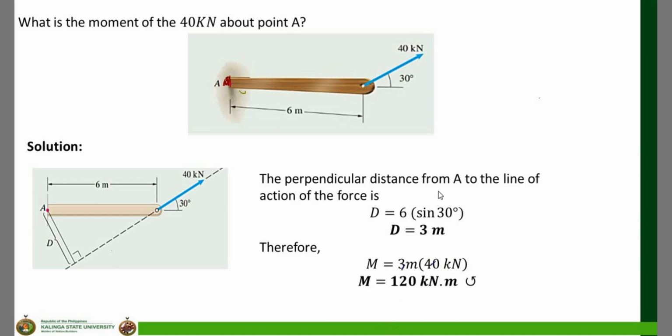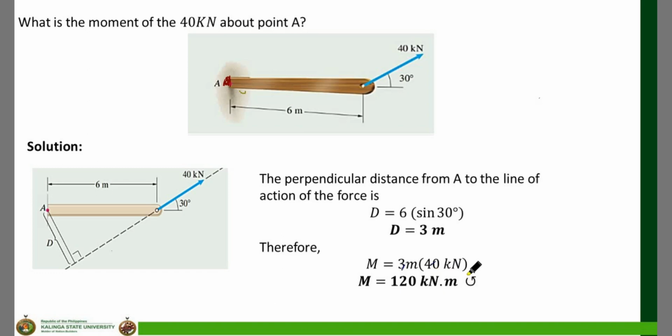Now, take note of the unit of your moment. The unit is kilonewton meter. There's no cancelling of units, right? Moment is force times distance. So your unit should be either kilonewton meter or newton meter. Usually, those are the units for moments.